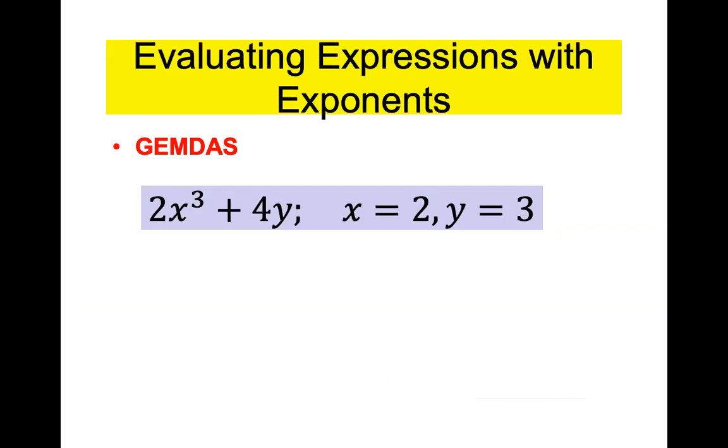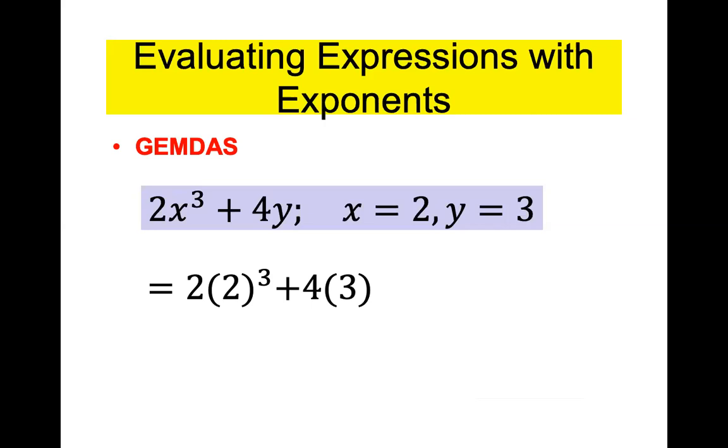So let's see, a is 2. The x becomes a 2. So it's 2 times (2) to the third power plus 4 times 3. Who's lost in what I just did? Evaluating variable expressions where you got some exponents.